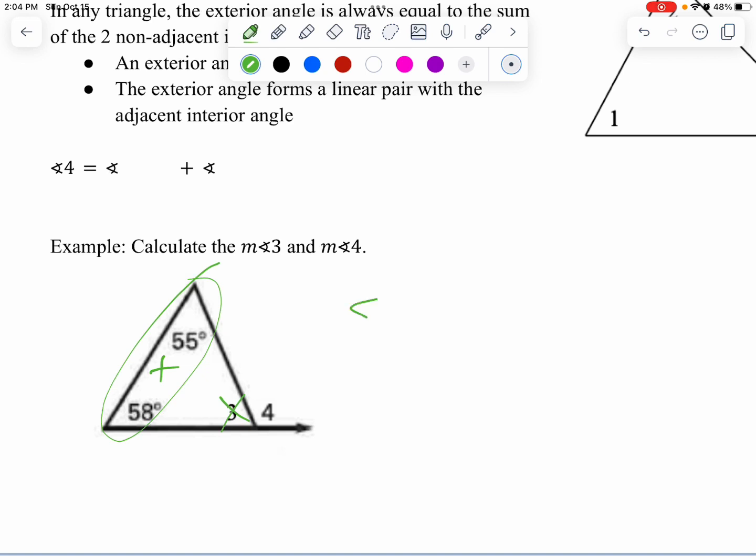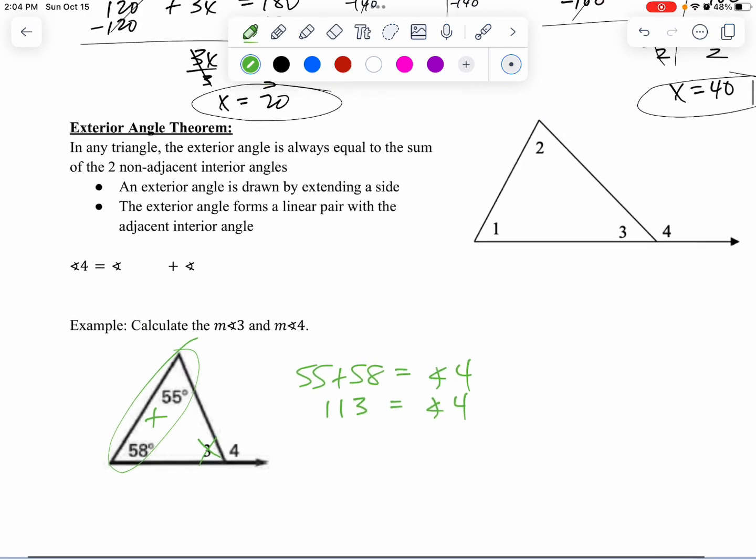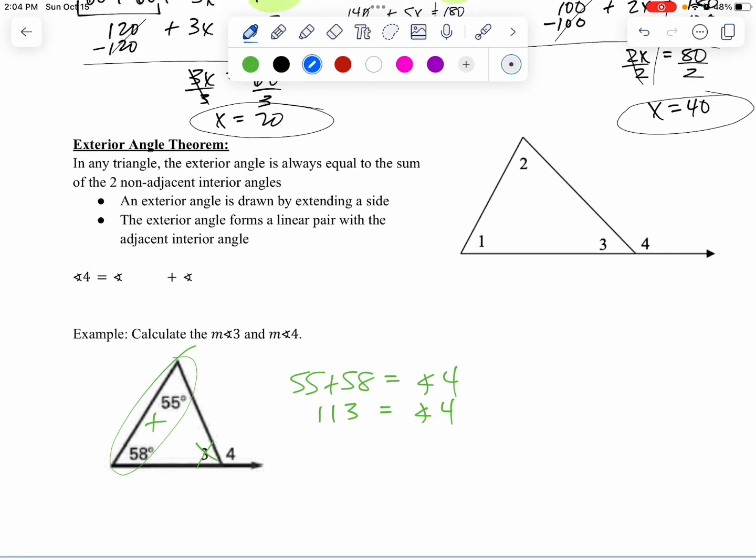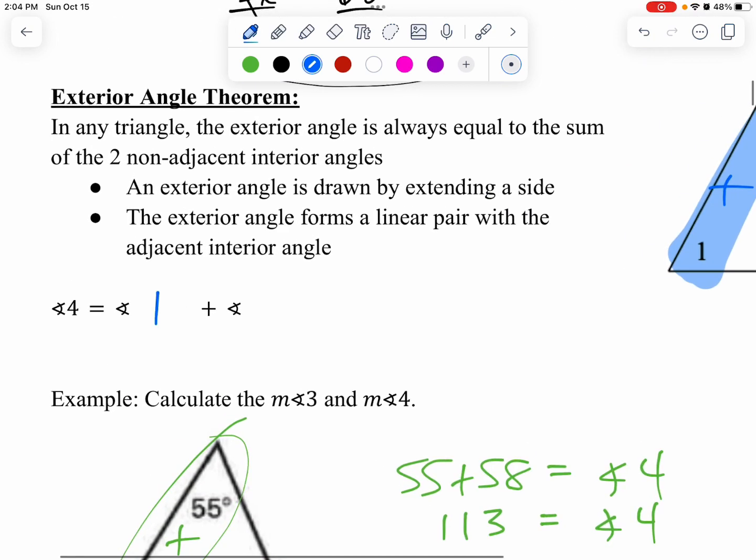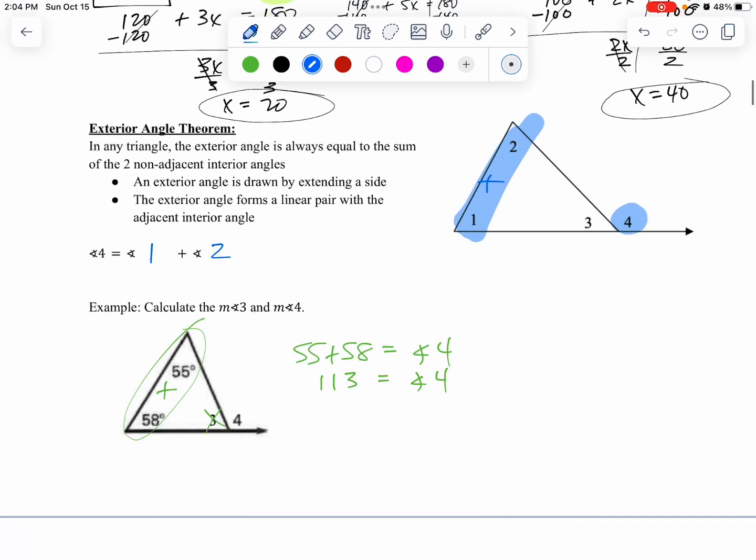Okay, so if I take 55 plus 58 and add those together, that is what angle 4 is. So what is 55 and 58? That would be 113, angle 4. Okay, that's just a cool little exterior angle theorem. Let me fill in the blanks up here. A measure of angle 4, which is this one, is these two added together, which is just kind of cool. So angle 1 plus angle 2 equals the measure of angle 4.